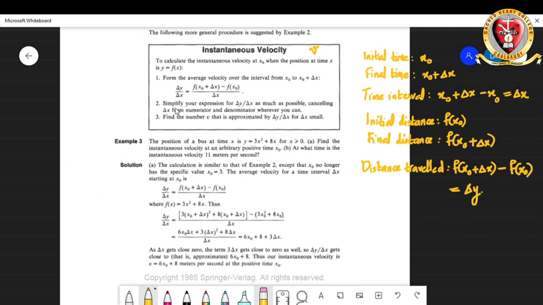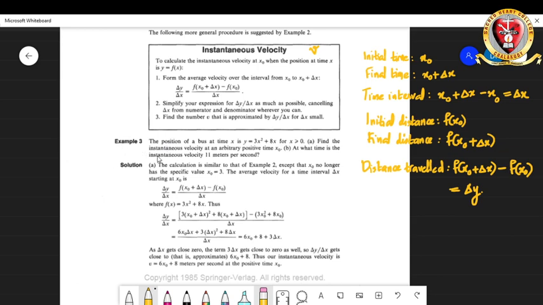In the second step, we simplified the expression we obtained for delta y by delta x as much as possible by cancelling out delta x from the numerator and denominator. And in the third step, we tried to find a number, small letter v, which is approximated by delta y by delta x whenever this delta x is moving close to the value 0. So we illustrated the definition with example 3.